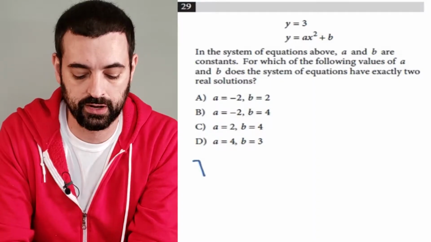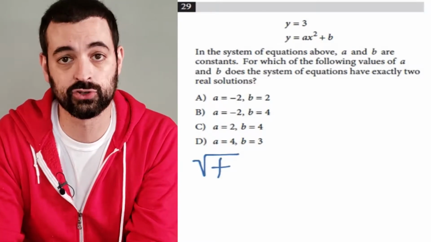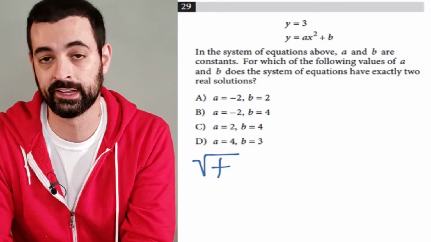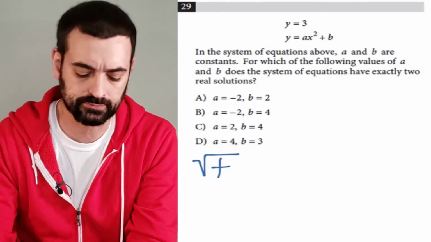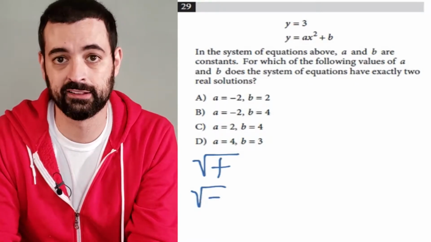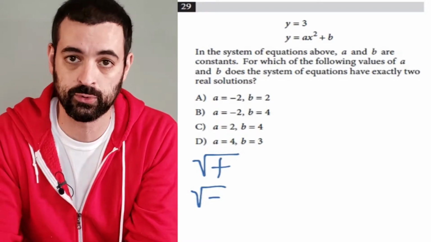If you see the language real solutions, I want you to have this in mind. Under the radical, any positive value has 2 real solutions. Think about the square root of 4. It's plus or minus 2. Under the radical, a negative has no real solutions. There's no real solution to the square root of negative 4.